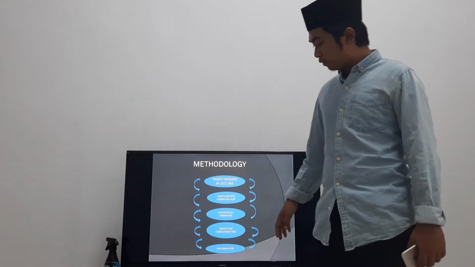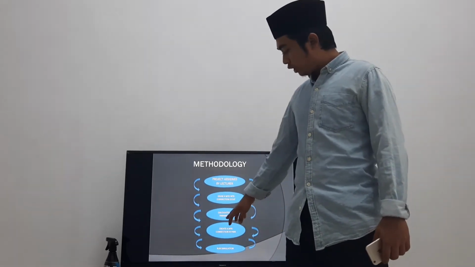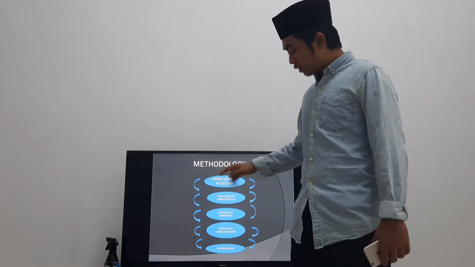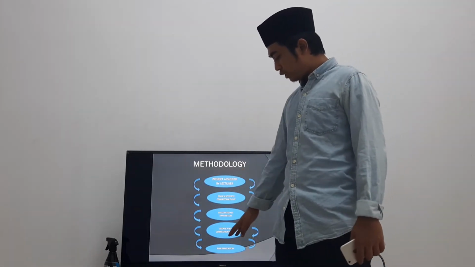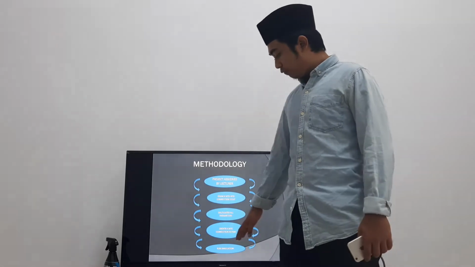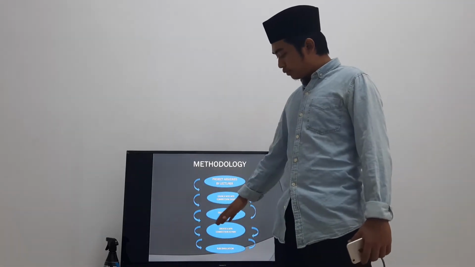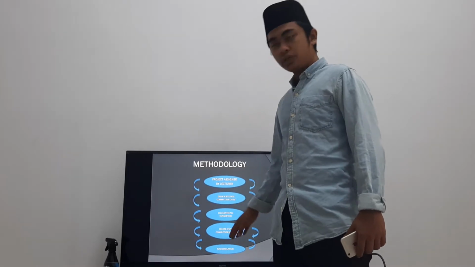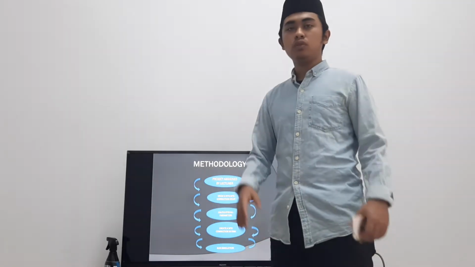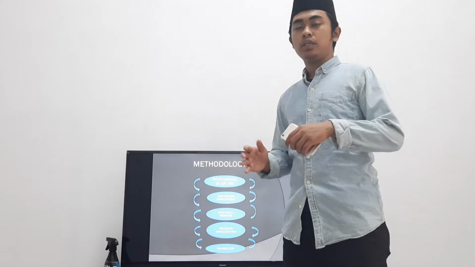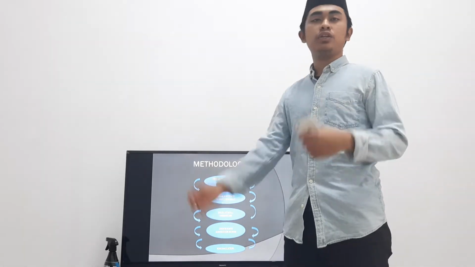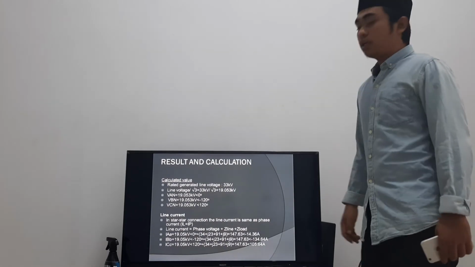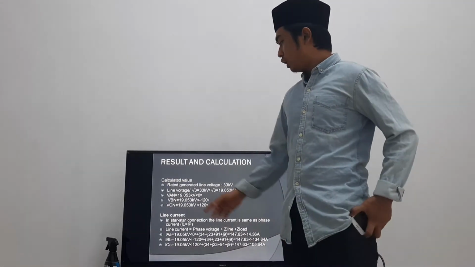Draw it. After we draw, we need to calculate all the parameters. After we calculate all the parameters, we create a Y connection in the PC. After we create the Y connection in the PC, we run the simulation to get the answer. It is actually the same as the calculation. So next, result and calculation. So calculate value.